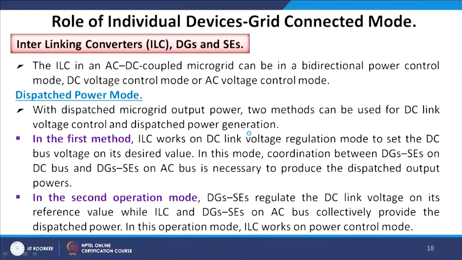In the second method, distributed generators and storage elements regulate the DC link voltage on its reference value, while the interlinking converter and the distributed generators and storage elements on the AC bus collectively provide the dispatched power. In this operation mode, the interlinking converter operates in a power control mode.